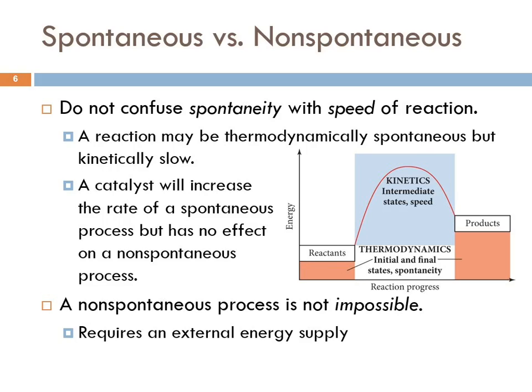We talked about catalysts at the beginning of the semester. A catalyst increases the rate of a reaction. So if we look at this, here we have reactants and products. The kinetics, which have to do with the intermediate states and the rate or speed of the reaction, can be altered using a catalyst. If you have a spontaneous reaction, a catalyst will speed it up. If the reaction is non-spontaneous, a catalyst will have no effect on that.